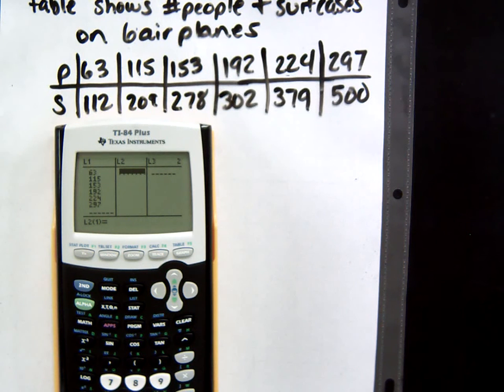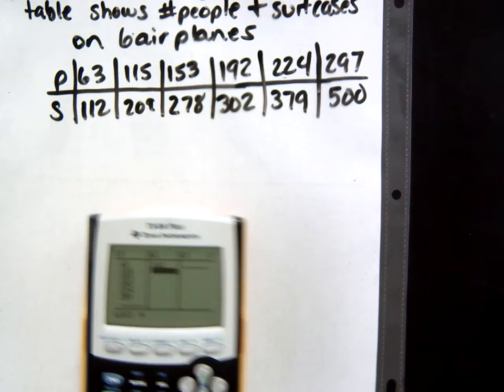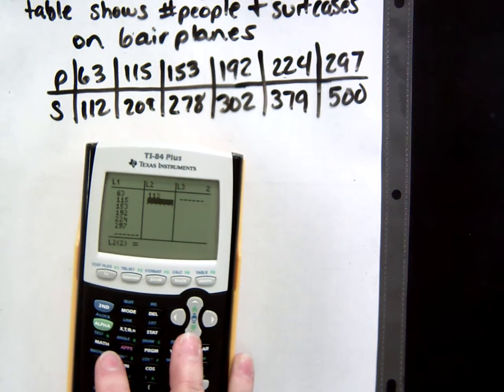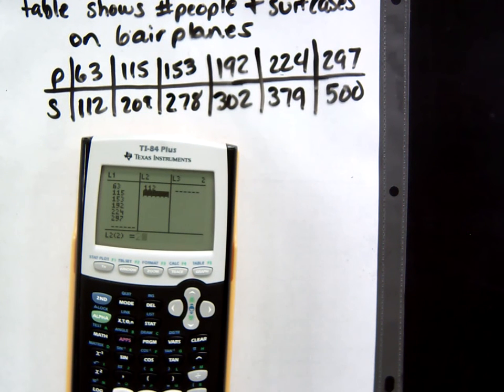Make sure that you don't make any typos when you're doing this. It's really easy to get a wrong equation if you make a typo. So be careful on that. Now on the Y values, I have 112. That is kind of not clear, but that is a 9, 209. Then 278, 302, 379, and 500.